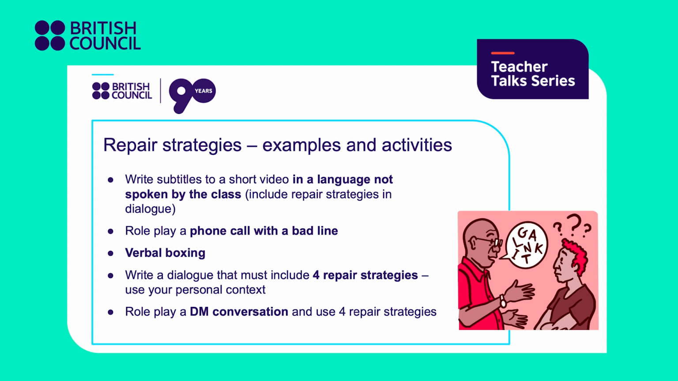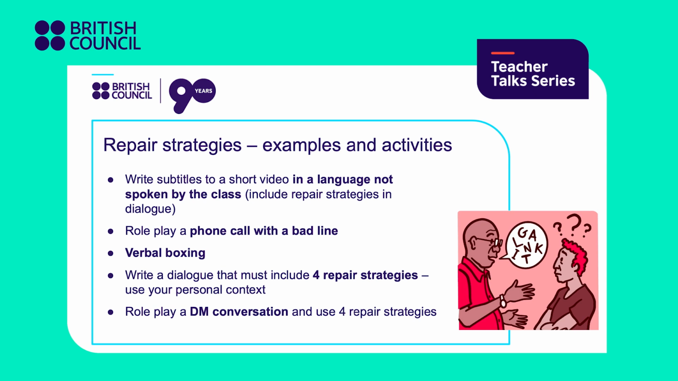You can role play a phone call with a bad line. I ask my students to call each other on WhatsApp, and maybe put a t-shirt on the phone so you can't hear very well. You need to find a solution by using repair strategies. This happens in real life. Sometimes you can't hear people, right? So it helps. Verbal boxing. You ask them to debate a topic, and the first time somebody hesitates, they're eliminated. So here you're practicing fluency.